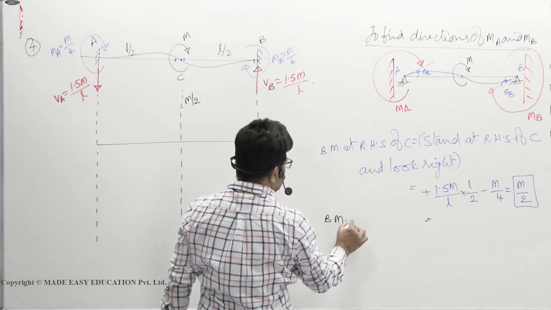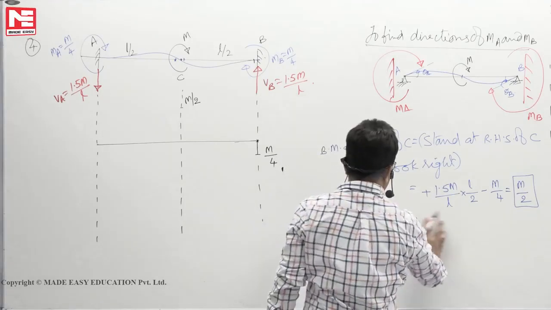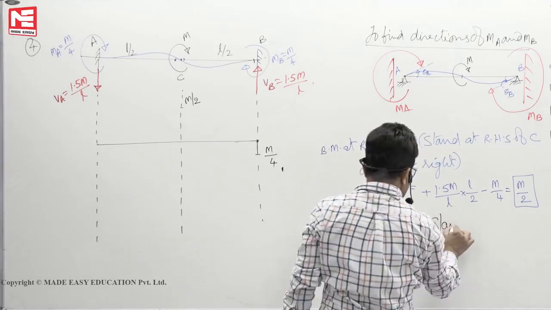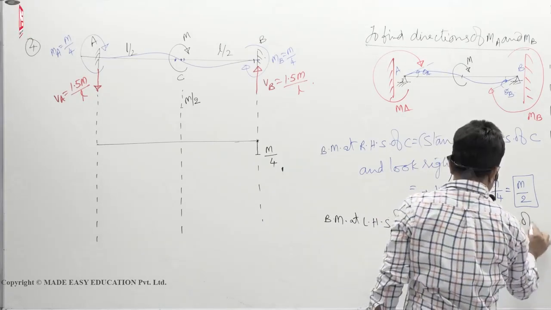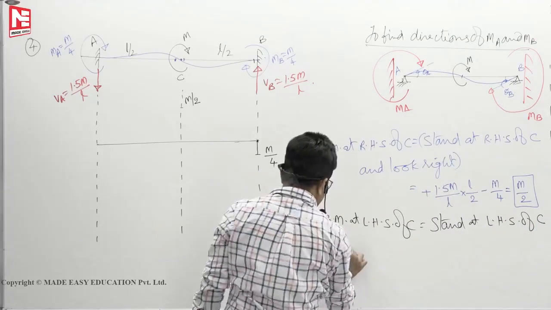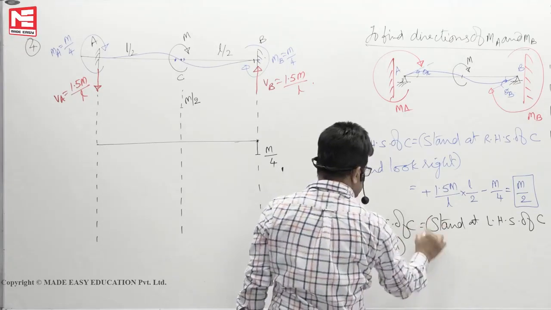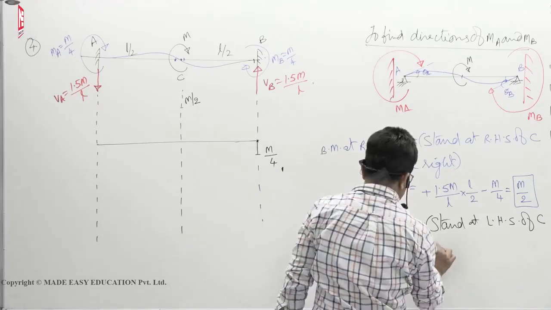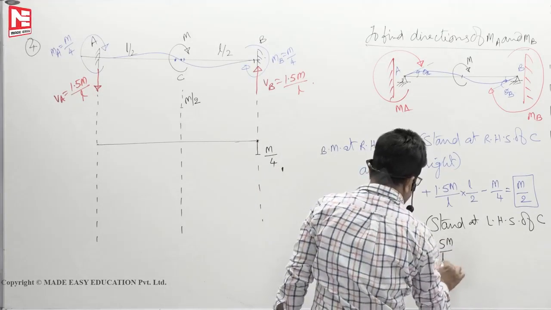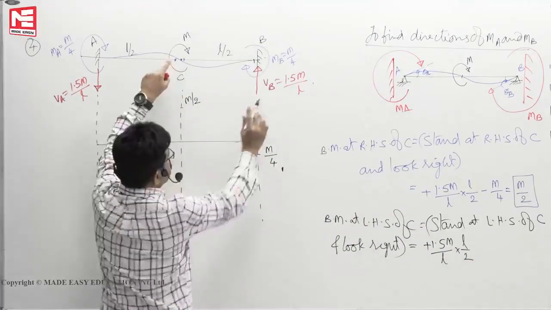So bending moment at LHS of C. If you want to find it, what you have to do? First go there and stand at LHS of C and look right. If you don't want, you can look left also. You will get three forces now. Plus 1.5 M by L into L by 2. Same distance because that is very small, 0.01 mm.